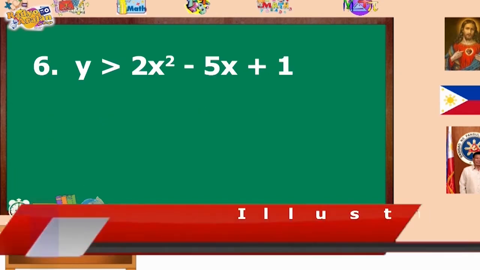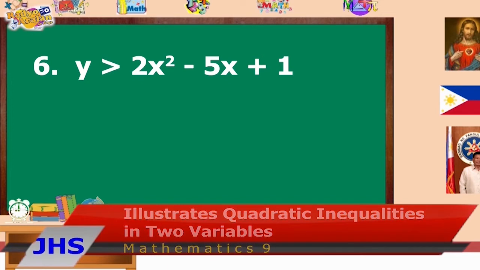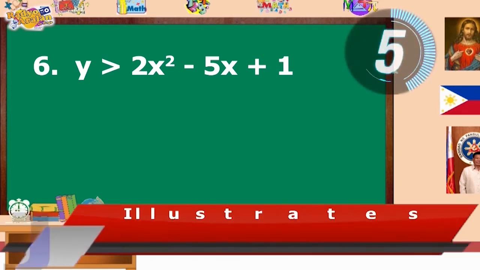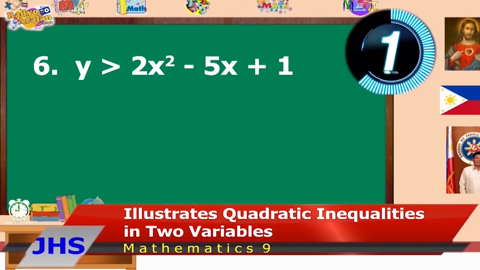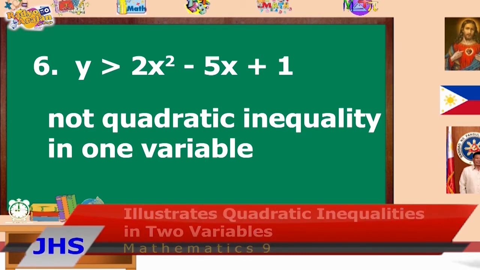Number 6. y is greater than 2x squared minus 5x plus 1. That is not quadratic inequality in one variable.